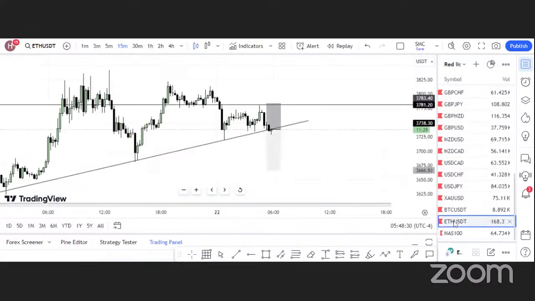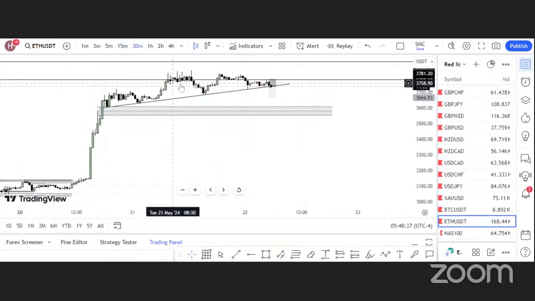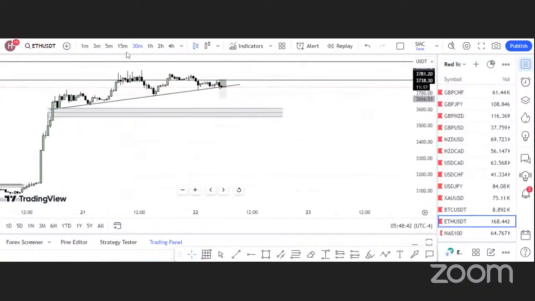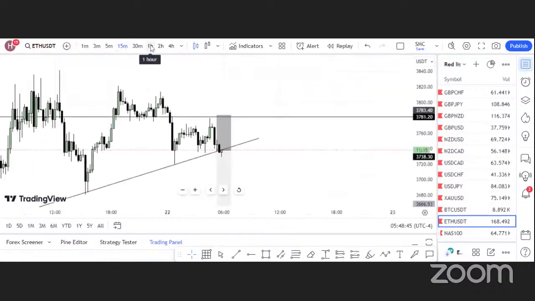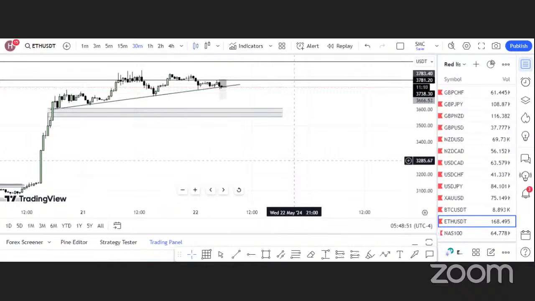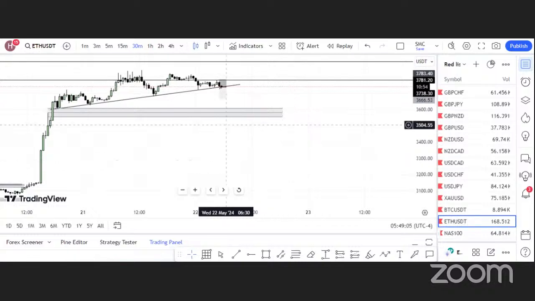So let's check on Ethereum. Let's see if the market had perhaps closed below the level. So on the 15 minutes time frame, the market didn't close. Sorry, on the 30 minutes time frame rather, the candle is still printing, and we need it to close below the trend line.